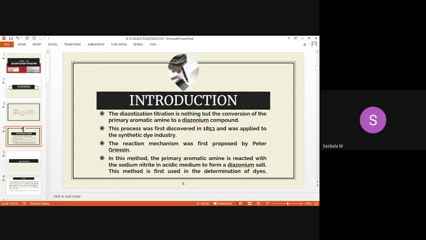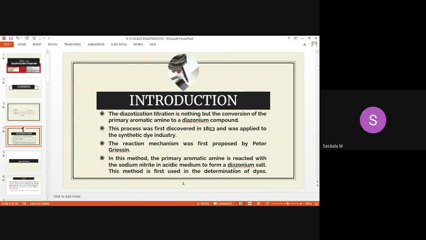Here I have given a summary. In this method the primary aromatic amine is reacted with sodium nitrite. Note down the reagent, nitrite. You should have heard of sodium nitrate. It is not sodium nitrate, it is sodium nitrite that is going to react with the primary aromatic amine in acidic medium to form a diazonium salt.